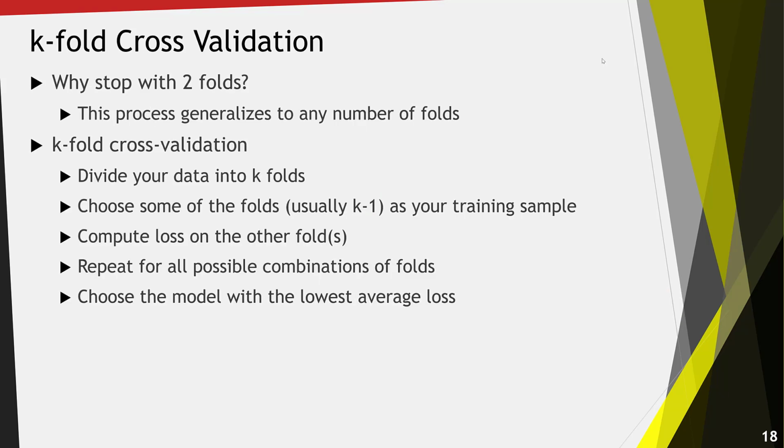The example that I've given you here uses 2 folds, but why stop there? This process generalizes to any number of folds. And this is what's called k-fold cross-validation. Again, you'll divide your data into k folds. You'll choose some of the folds, usually k-1, as your training sample. Then you're going to compute loss on the remaining fold. You're going to repeat this for all possible combinations of folds, and then you're going to choose the model with the lowest average value of the loss function across all of those iterations.